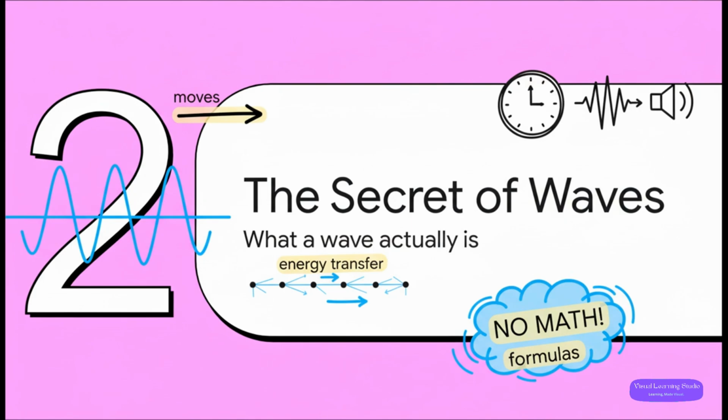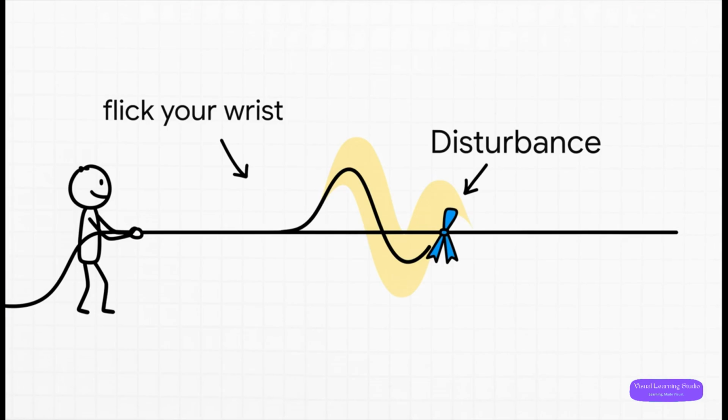All right, let's get to the good stuff. It is time to reveal the big secret about waves. And you know what's great? It has absolutely nothing to do with complicated formulas. Not yet, anyway. Just imagine this for a second. You're holding one end of a long rope. You flick your wrist up and down, just once. You see that hump, that wave, travel all the way down the rope.